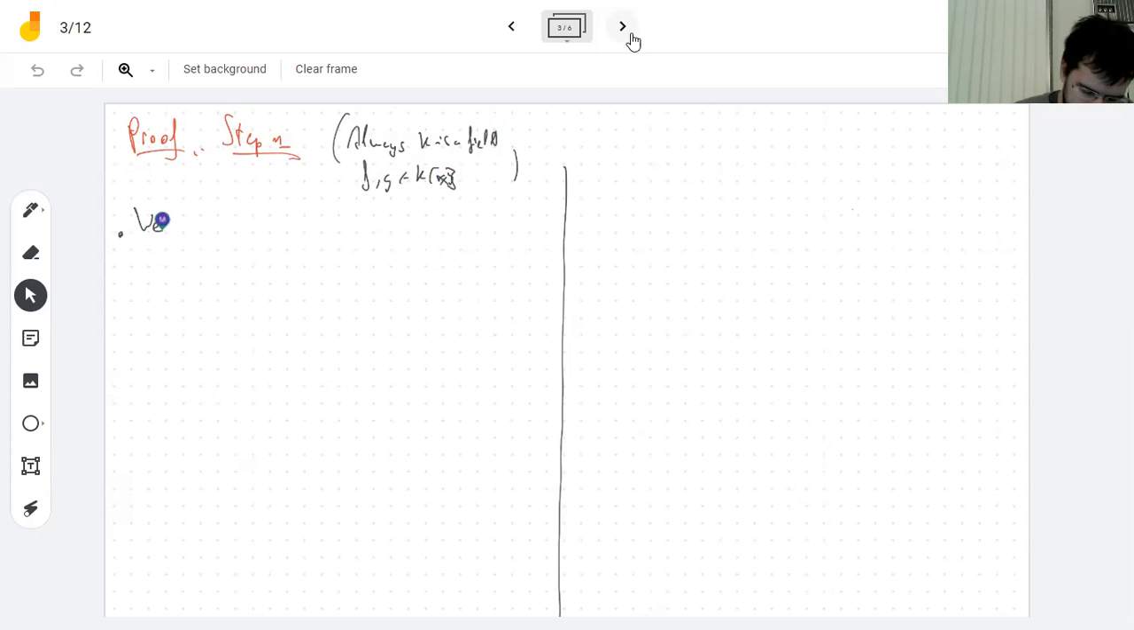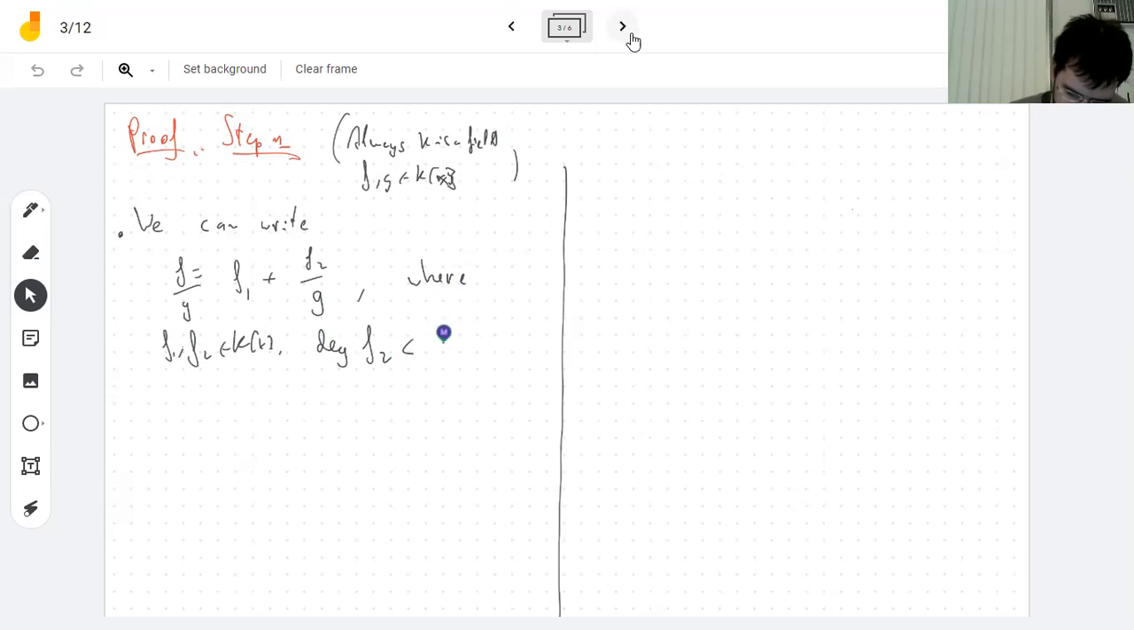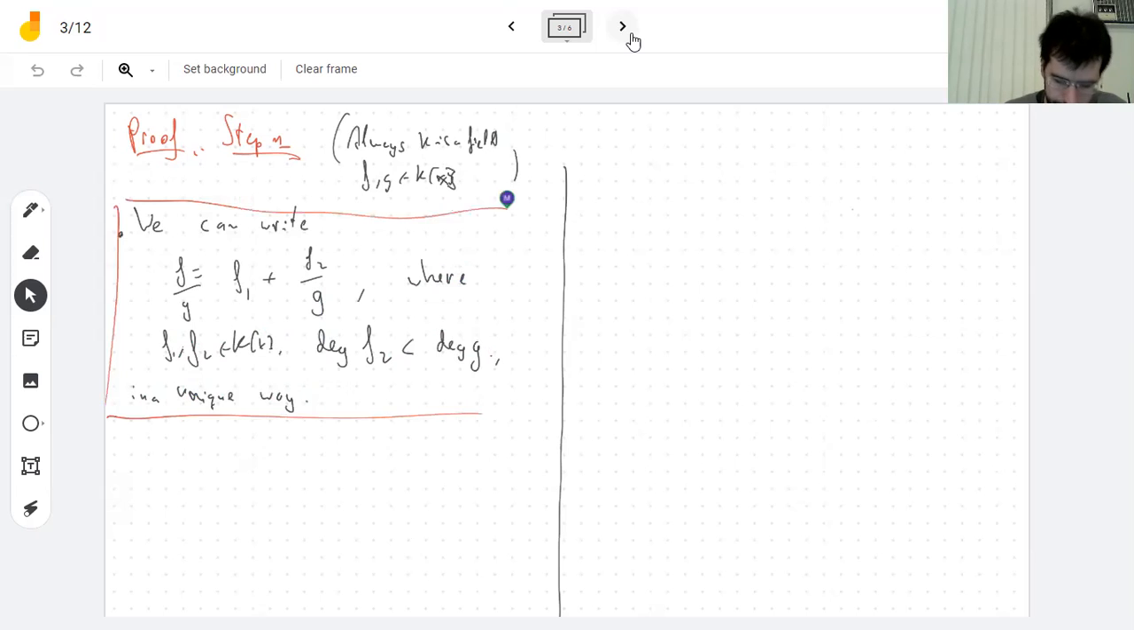Step one is we can write F divided by G as F1 plus F2 divided by G, where they're both polynomials. And furthermore, the degree of F2 is at most the degree of G. So this is what you do in Calc 2. And we can do this in a unique way. So F1 and F2 are unique, there's only one pair of polynomials that would solve this. So that's step one. And you know the answer to this, if you remember how you did it.